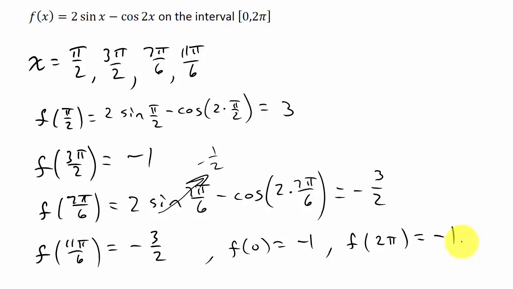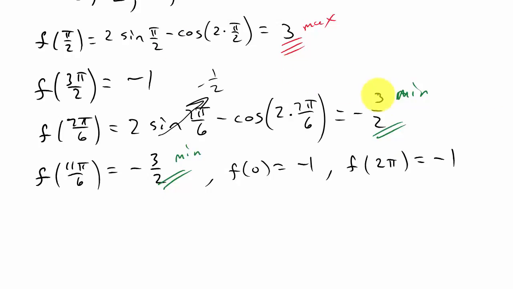Okay. So now let's see what we have. Well, this is the largest value that I get. So this one is going to be my max, my absolute max. And then my minimum, well, look at this. I've got here and here. Those two are the smallest. So I've got two absolute minimums. Okay. So I have an absolute maximum at pi over 2. And now I need the y value.